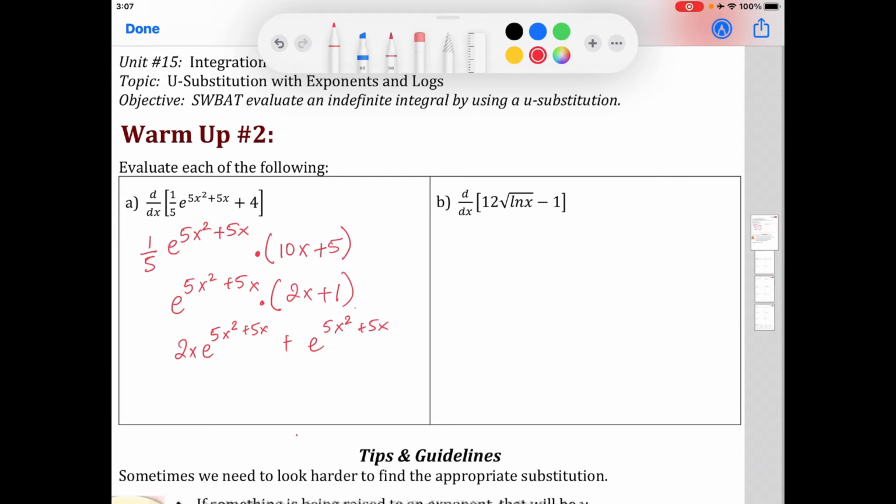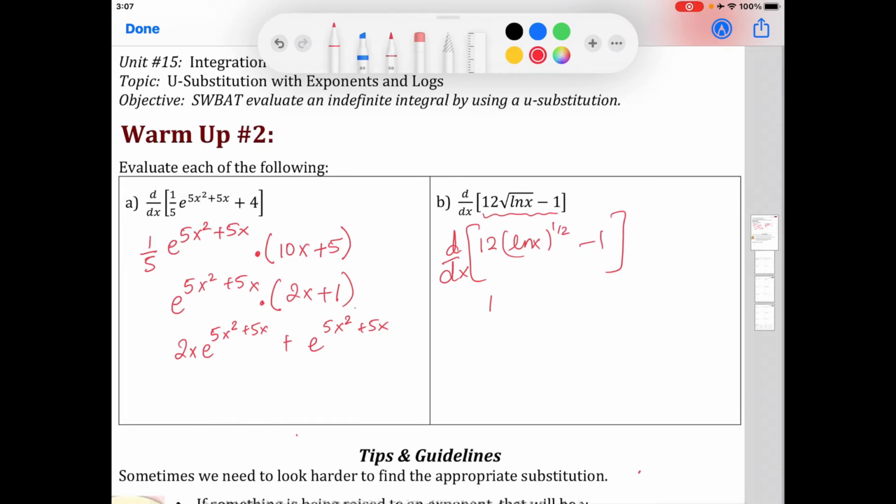So here again, the derivative we want to find of this expression, but I want to first rewrite it. I'm going to rewrite it as 12 ln of x to the 1/2 power minus 1. And now take the derivative of it, which would be, just use the power rule. So actually we'll end up using chain rule.